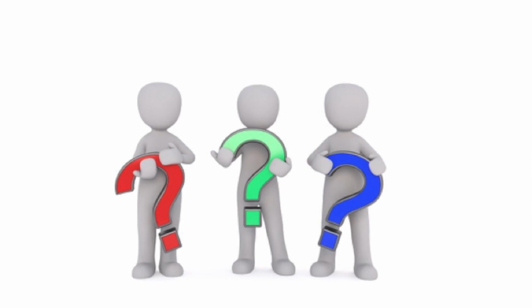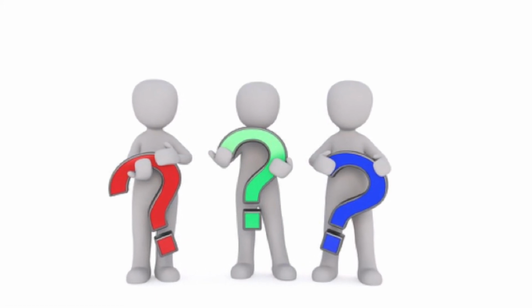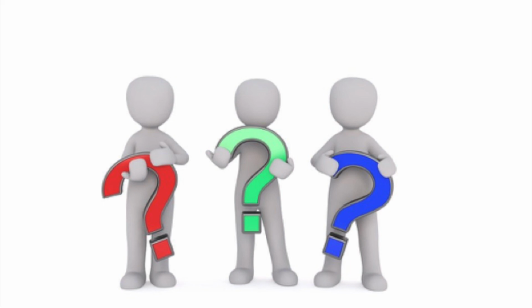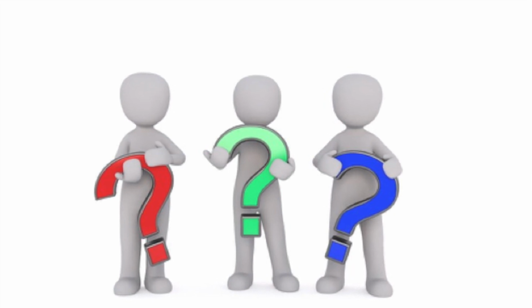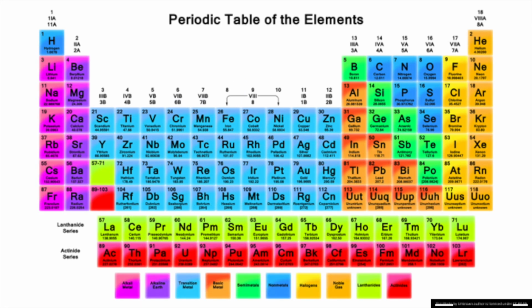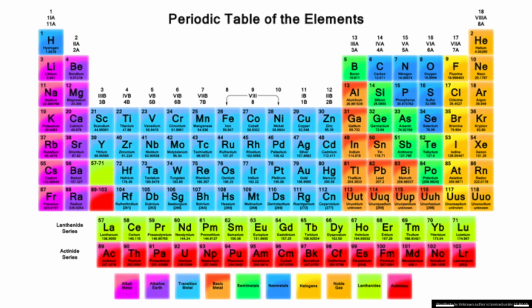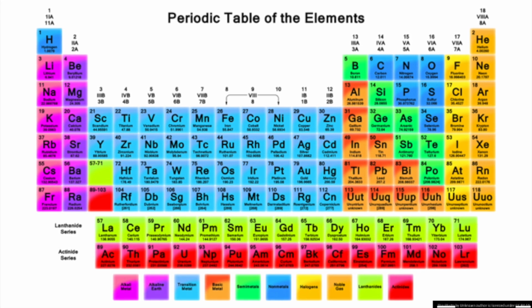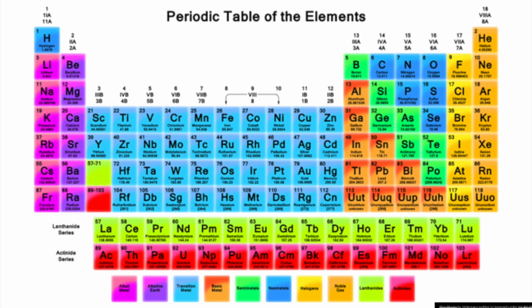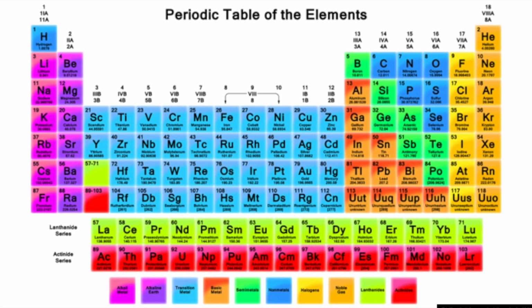So one question you might have now is, where can I find a list of these elements, and maybe even how are they organized? Well, my friends, this is what's known as the periodic table of elements. The periodic table organizes the elements in a particular way.